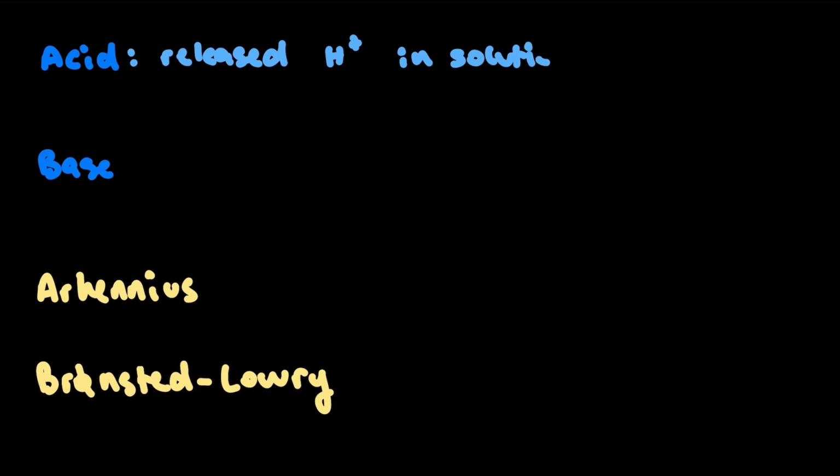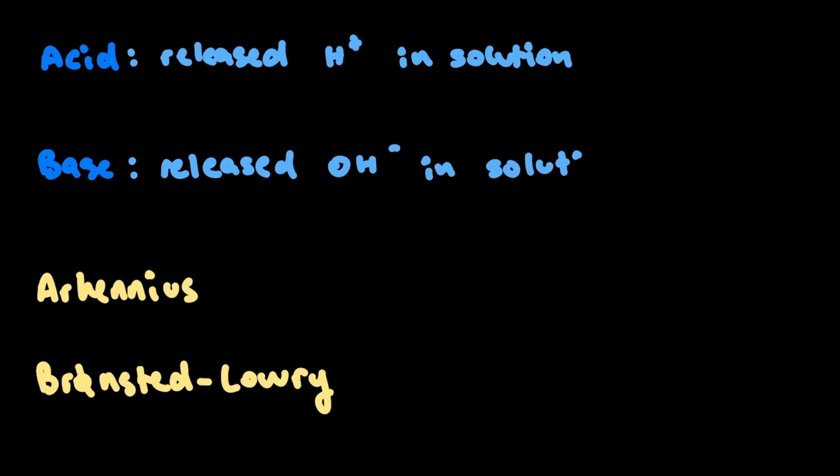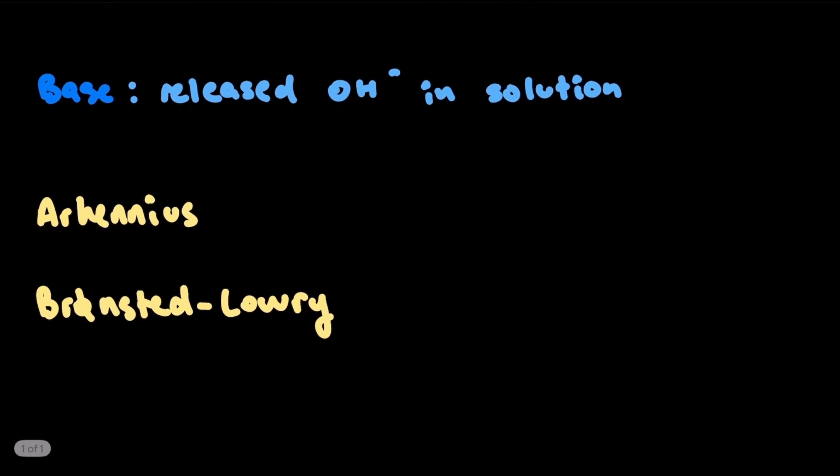So anything with a H+ would be considered an acid. A base, according to Arrhenius, was anything that released an OH- in solution. So anything with an OH- would be considered a base. And let's have a look at an example.